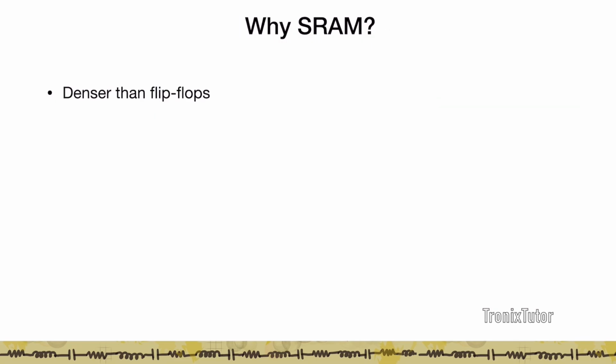Now, why is an SRAM typically used? SRAM is one of the most common memories we use for on-chip memories. So how does it differ from a flip-flop, which we have seen earlier? The first thing is, an SRAM is much denser. It's a very small cell, so that we can pack more memory on the chip.